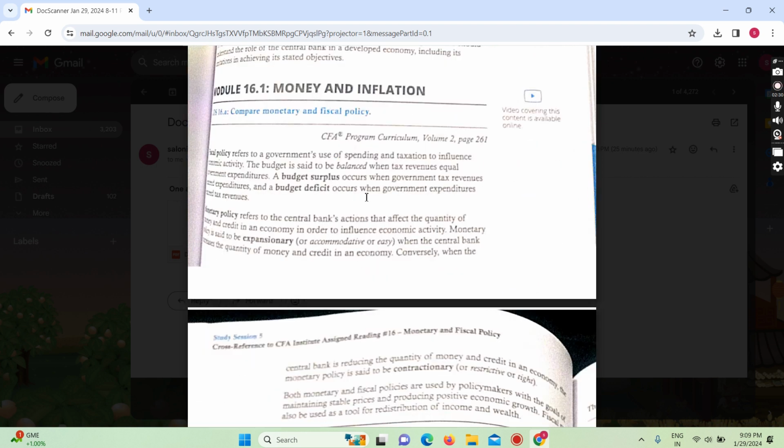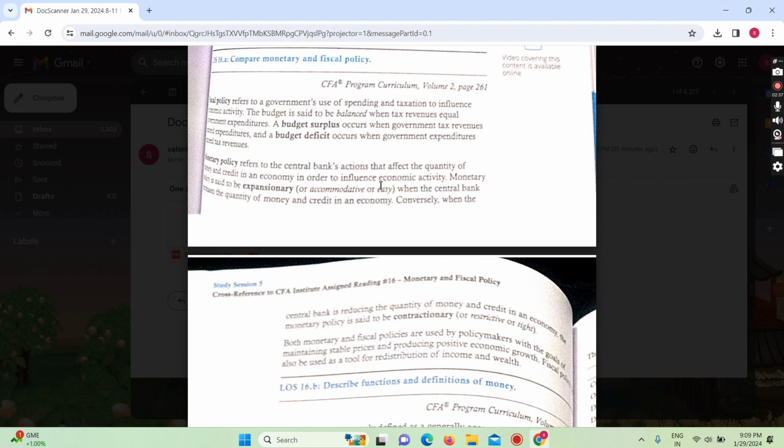Now comes the money and inflation. Compare the monetary and fiscal policy. What we need to do is to compare the monetary and the fiscal policy. Fiscal policy refers to a government's use of spending and taxation to influence the economic activity. What is fiscal policy all about? That is the government's use of spending and taxation. When the government will spend the money, when it will tax, to influence the economic activity.